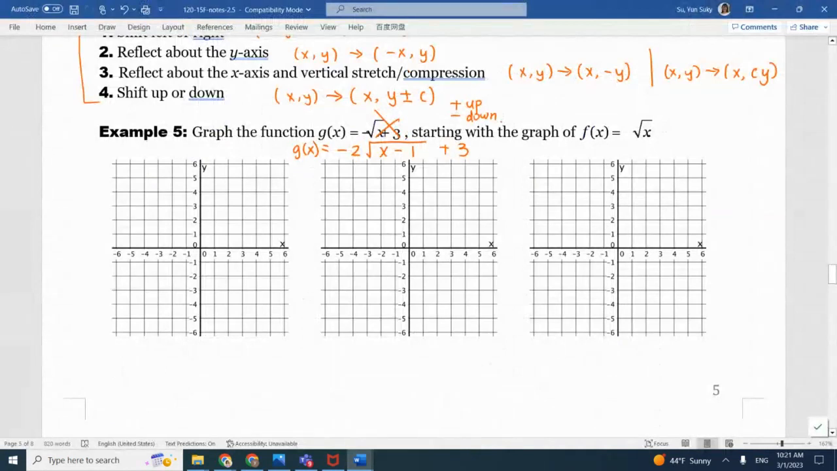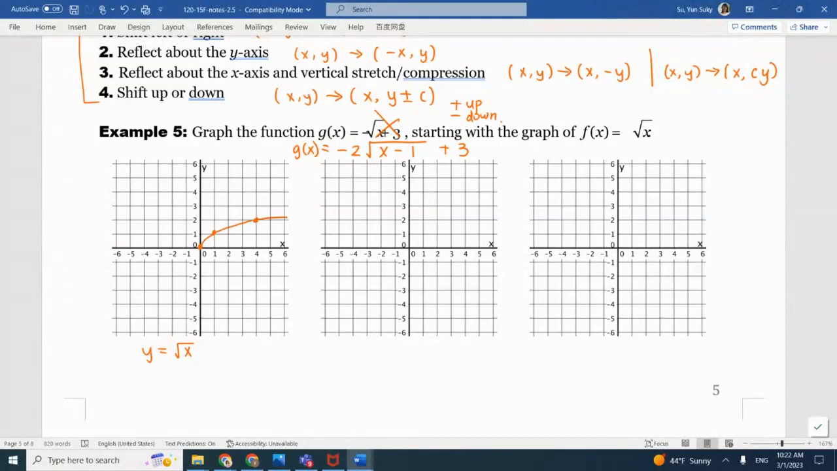Now, always start with the parent function. So our parent function, y equals square root of x. What are the key points? What's the shape? Everybody move your hand. What's the shape of square root? Yeah, like that. And it passes through the 0, 0, right? And the next point, when you plug in x is 1, what's square root of 1? 1. And what's the next point? 4, 2, right? And we connect them.